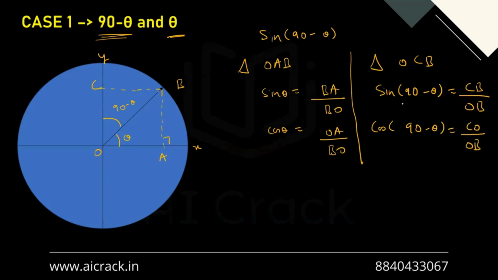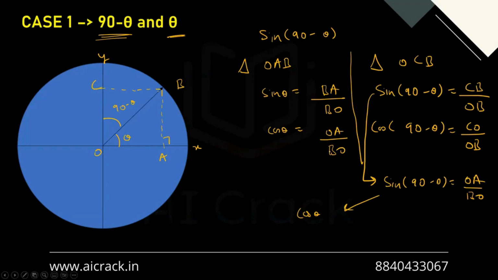If you look at this carefully, CB is nothing but OA, right? So we can write sine of 90 minus theta as CB, which equals OA divided by BO, right? Now OA divided by BO is nothing but cos theta. Similarly, if we look at cos of 90 minus theta, CO is nothing but AB, right? So this becomes AB upon OB, which is nothing but sine theta only. So we have got cos of 90 minus theta as sine theta.